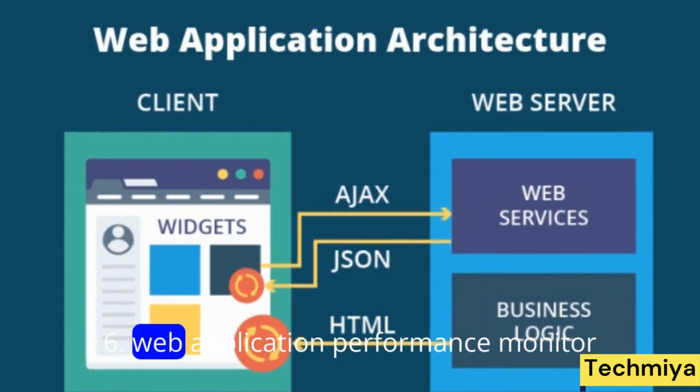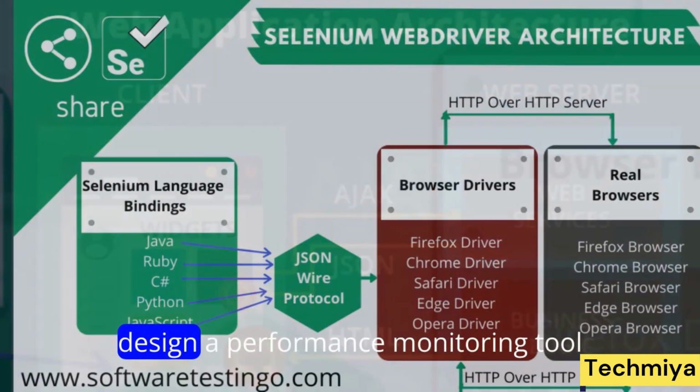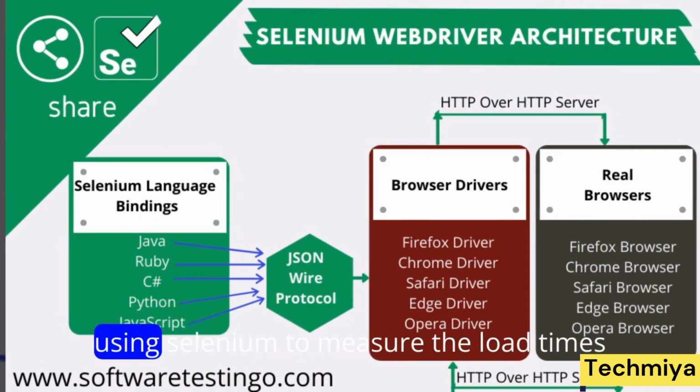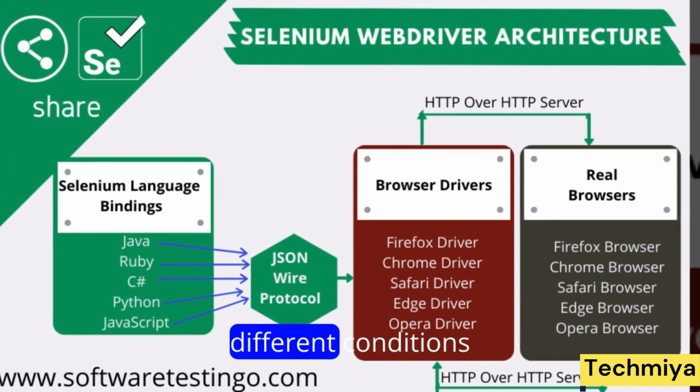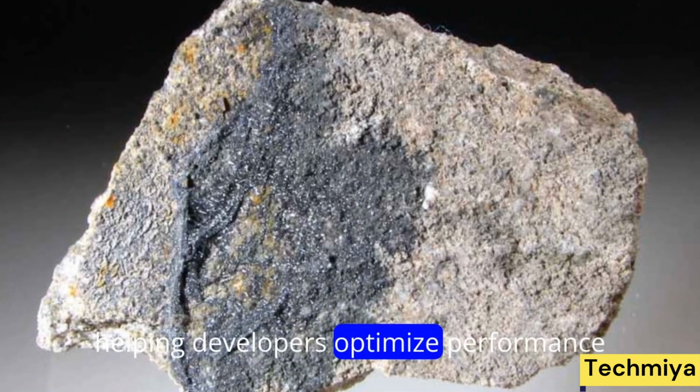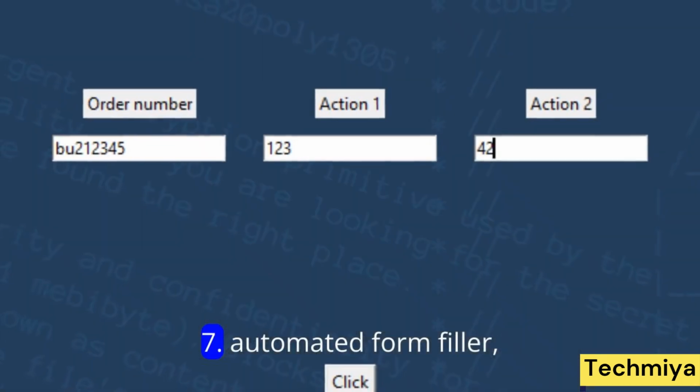6. Web application performance monitor. Design a performance monitoring tool using Selenium to measure the load times and responsiveness of web applications under different conditions, helping developers optimize performance.